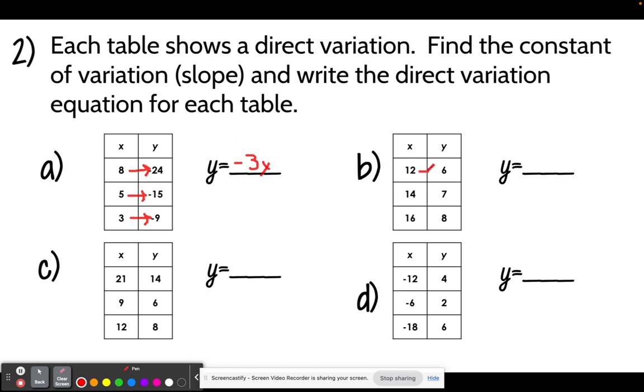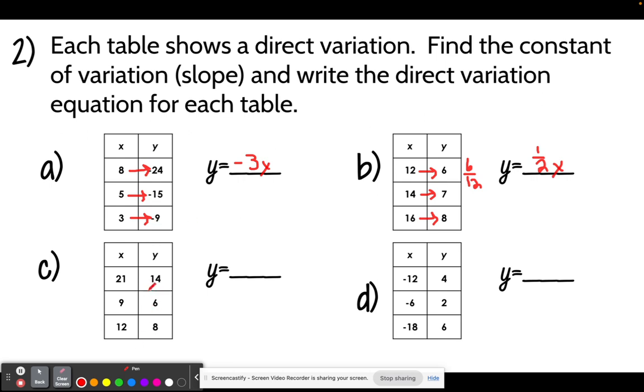How about from 12 to 6, 14 to 7, 16 to 8? If you sometimes have trouble seeing them, write the y over x, 6 over 12. You can simplify that to 1/2. 7 over 14, I can simplify to 1/2. This is y equals 1/2 x.